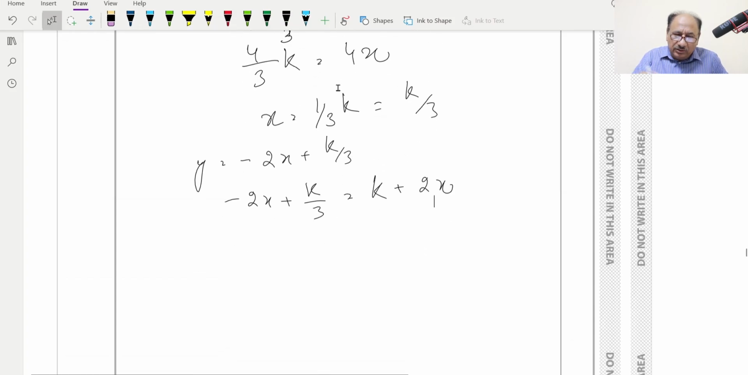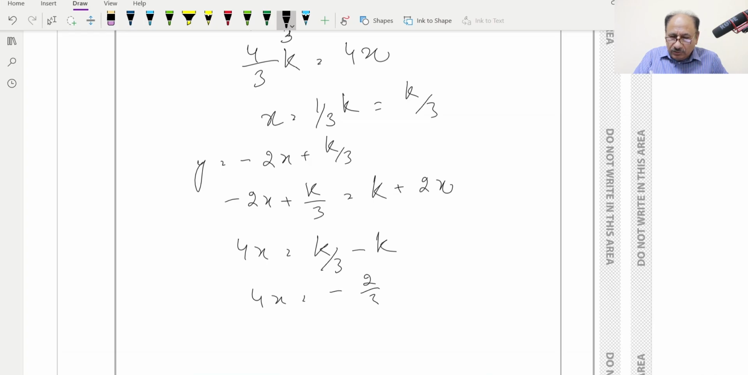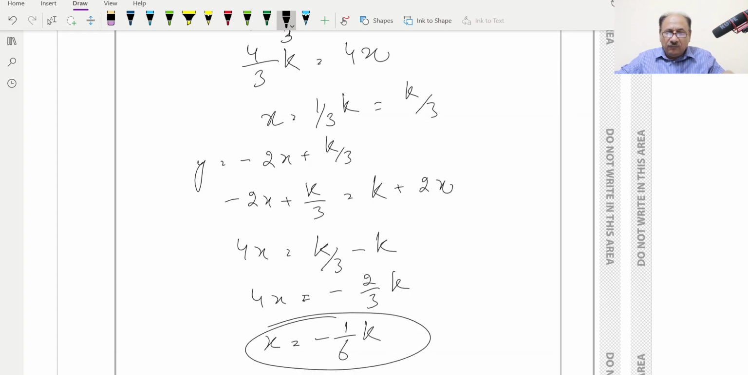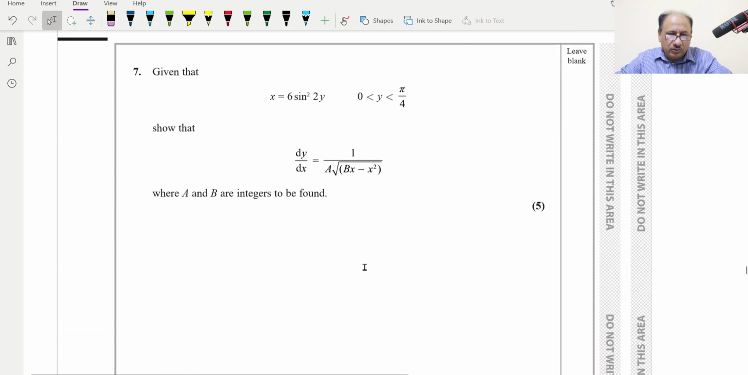And if we solve this one, this will be 4x is equal to k by 3 minus k, and this will be 4x is equal to 1 by 3 minus 1. So 1 over 3 and minus 1 will be equal to minus 2 by 3, so minus 2 by 3k. And further we can write x is equal to minus 2 over 6, so minus 1 over 6, basically minus 1 over 6k, and this is the value which we found, which was required. This is also done. Now we can move to question number 7.